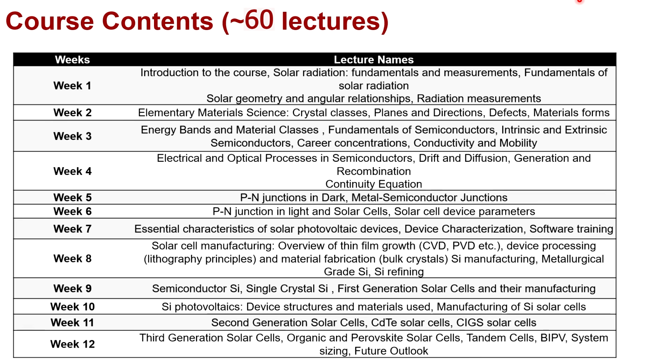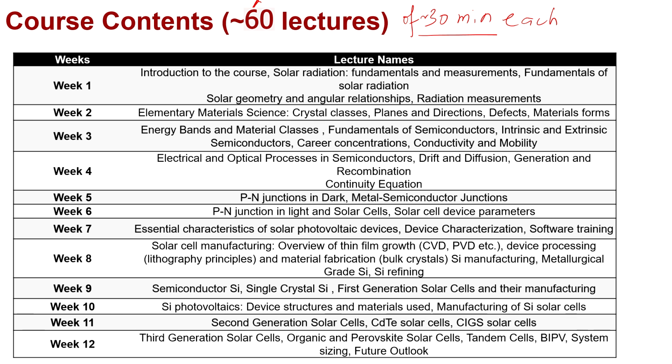So the course contents: it should be 60 lectures of approximately 30 minutes each. In that sense, it is a 12-week course, each week having 5 lectures of 30 minutes each, and the course will start from solar radiation. We will look at the fundamentals of solar radiation, how it is measured, and the fundamentals of solar geometry and angular relationships, whose understanding is very important to maximize the amount of solar radiation that you get at a given location at a given time, and how you measure the solar radiation.